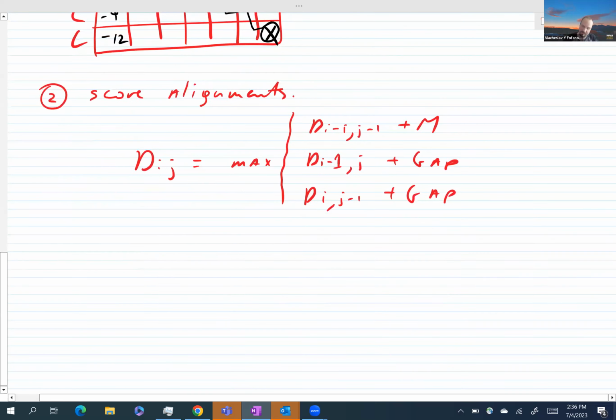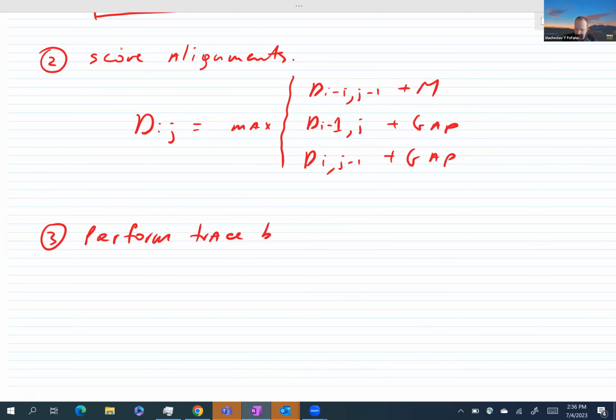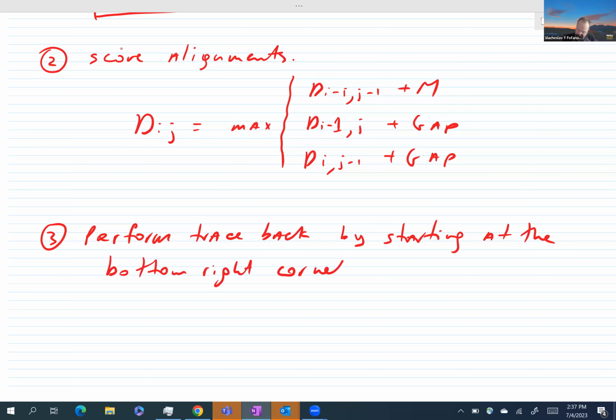So we finished the scoring alignment, and then we are going to perform traceback, by starting at the bottom right corner, and reversing our optimal moves. Okay, so excuse me.